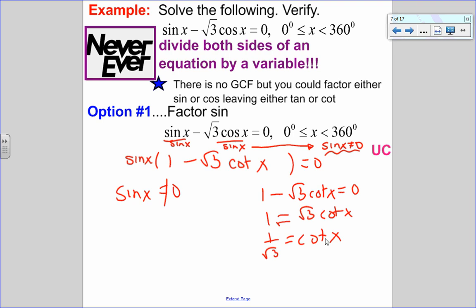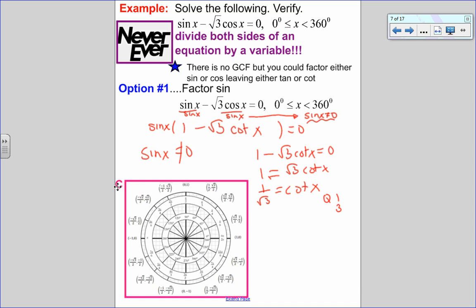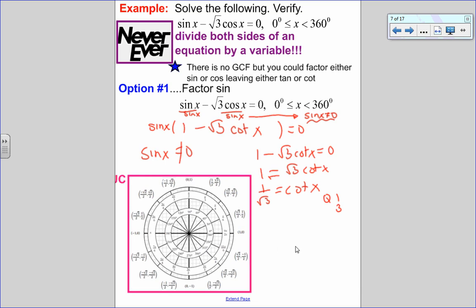Now cotan is the ratio of cos over sine, and cotan is positive, so I'm looking at the ratio of cosine over sine in quadrants number 1 and 3, because that's when cotan is positive. So let's go to our unit circle. In quadrants 1 and 3, where is the ratio 1 over root 3? Well, I can see right here it's 1 over root 3, and that's going to happen at 60 degrees.